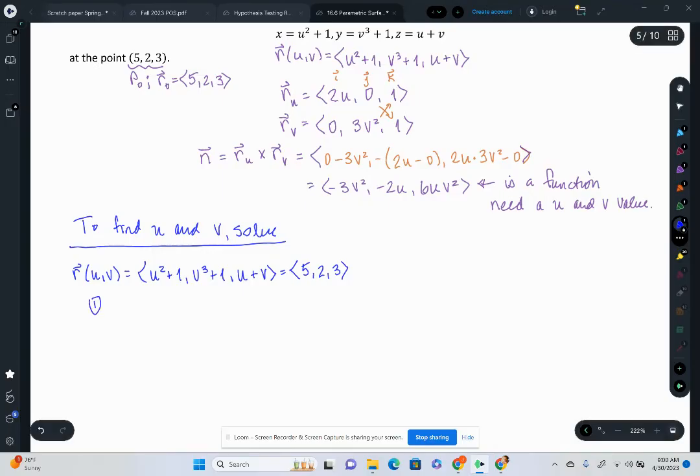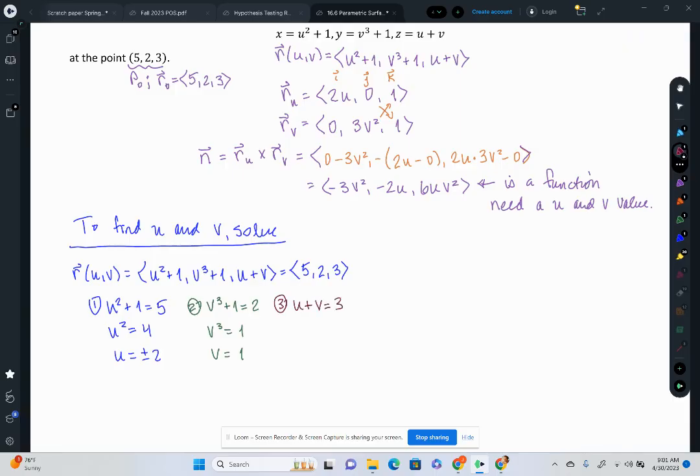So the first equation, u squared plus 1 is equal to 5, which means u squared is equal to 4, which means u could be plus or minus 2. Hopefully one of the others tells me which u I need. The second equation says v cubed plus 1 is equal to 2. So v cubed is equal to 1. There's only one cube root of 1, which is going to be 1. So v is fixed.